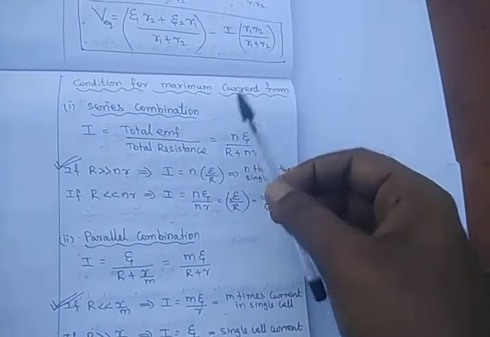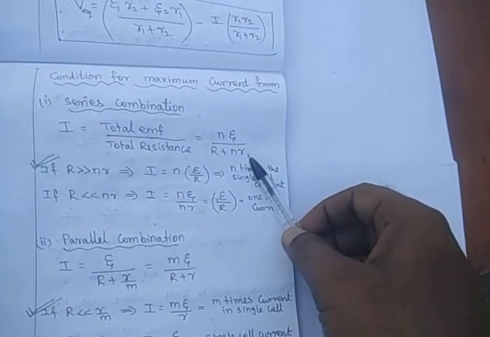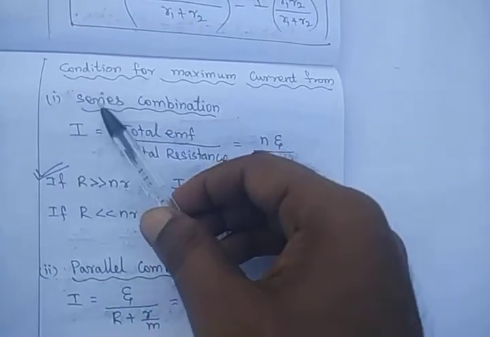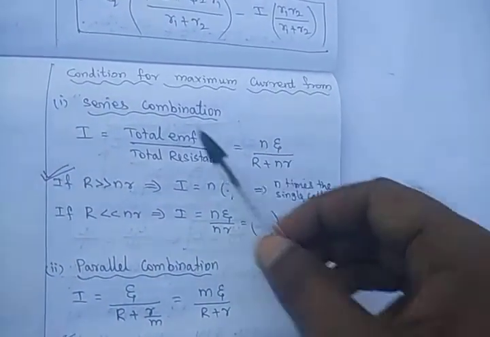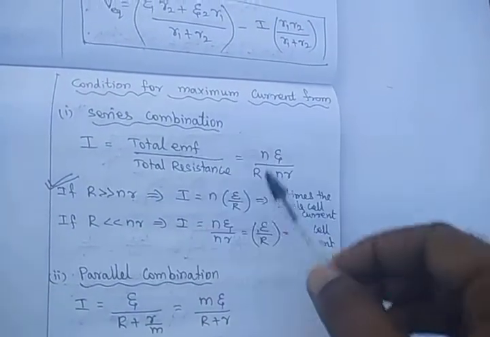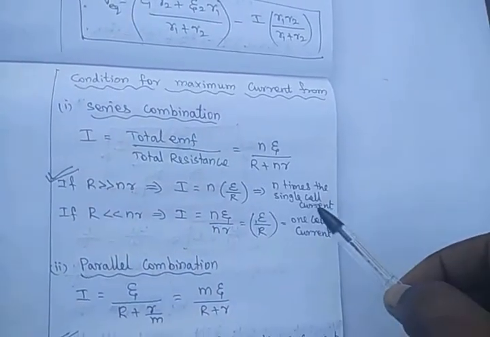Then the external resistance and internal resistance are connected in series only. So the total resistance is R plus nr. So very simple, students. nE represents the total EMF in series combination. nr represents the total internal resistance in series combination. So this R plus nr is the total resistance in series combination.